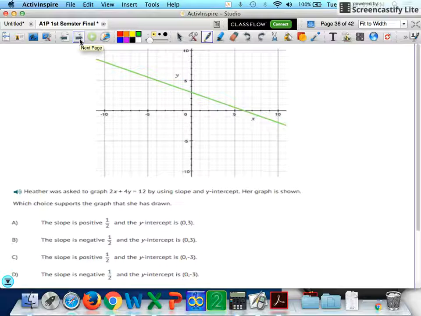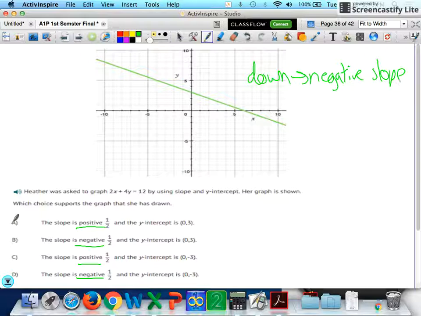Here's number 36. She graphed this big equation using slope and y-intercept. Her graph is shown above, which supports the graph that she has drawn. So you've just got to be able to identify these pieces of the graph. Notice the slope changes positive, negative, and they wrote this in words. That's a bit tricky. And then the y-intercept. Well, I see that this slope is going down. That means it should have a negative slope.